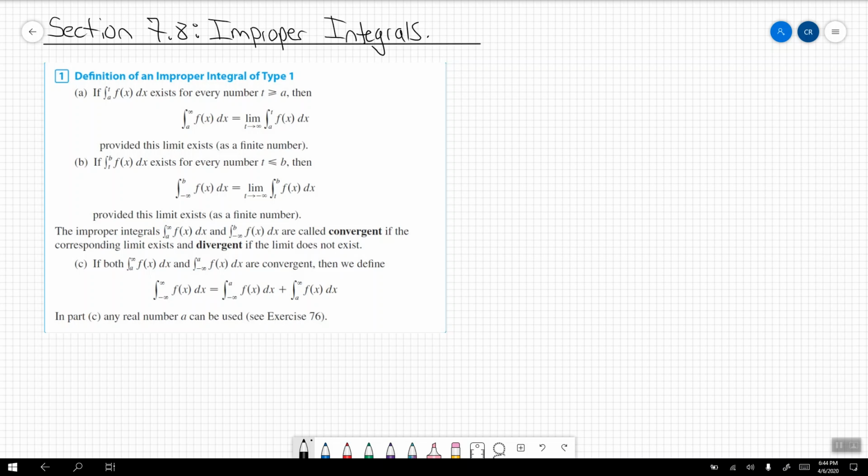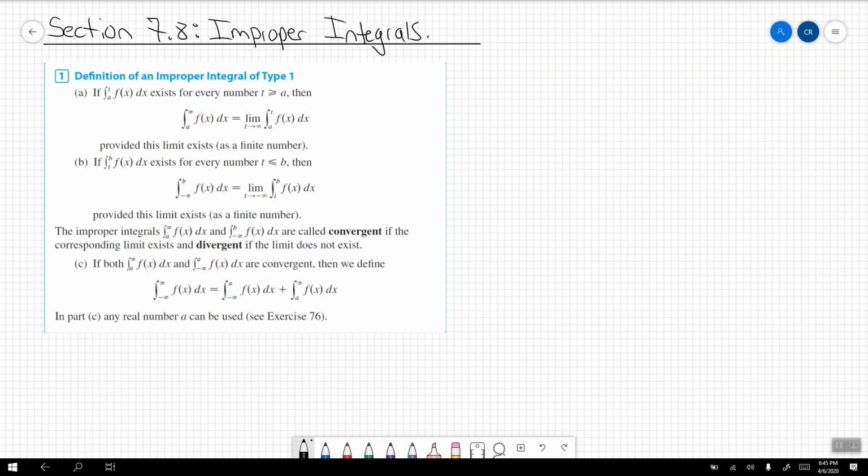All right, good afternoon once again, and today we're going to be looking at section 7.8, which is going to be improper integrals. Now, there are a few definitions and a few theorems that we're going to have to go over to make sure that we understand the process once we get to evaluate these improper integrals. On the screen here, you have the definition straight from your book.